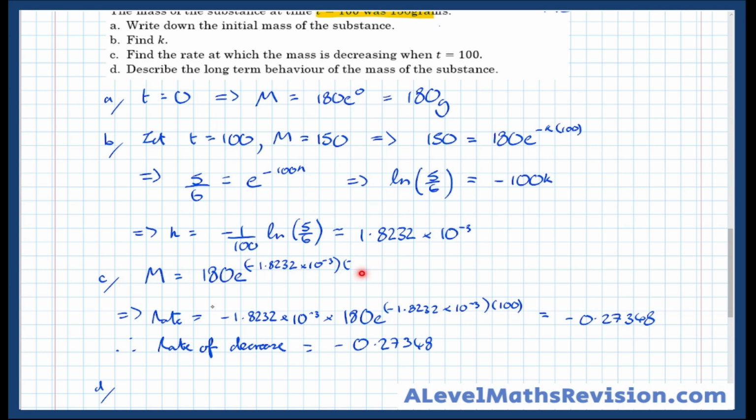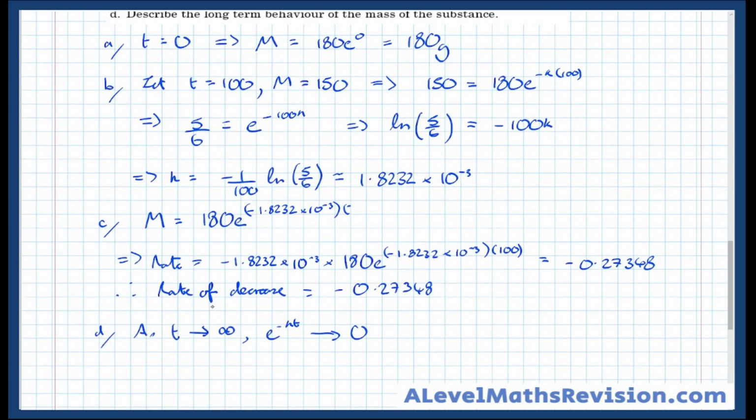Then finally, part D, describe the long-term behaviour. Well, that's the equation there. And as t approaches infinity, in the long term, we know that e to the negative kt gets smaller and smaller and smaller. It'll approach 0. Therefore, the long-term behaviour is that the mass approaches 0.